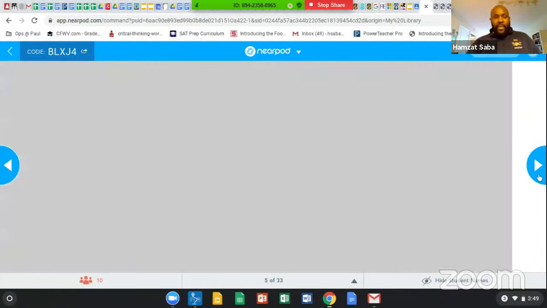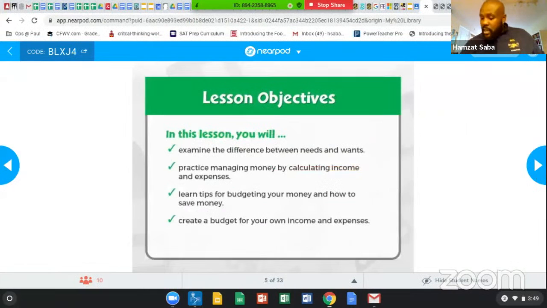Right. And now to today's objectives. Can somebody read this for us, please? Farouk Mustafa, can you read this? Objectives. Examine the difference between needs and wants. Practice managing money by calculating income and expenses. Learn tips for budgeting your money and how to save money. Create a budget for your own income and expenses. All right, very good. Thank you.